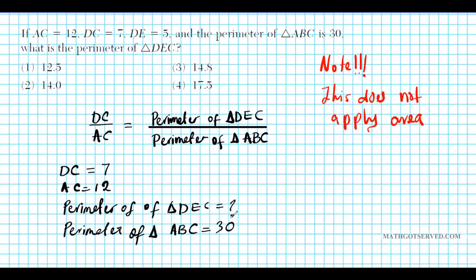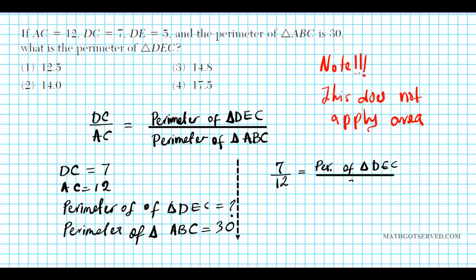Perfect. So we have just one unknown. If we substitute these values, the known and the unknown, into this proportional statement, we're going to have 7 over 12 equals the ratio of the perimeters, perimeter of triangle DEC divided by perimeter of ABC. What is the perimeter of ABC?